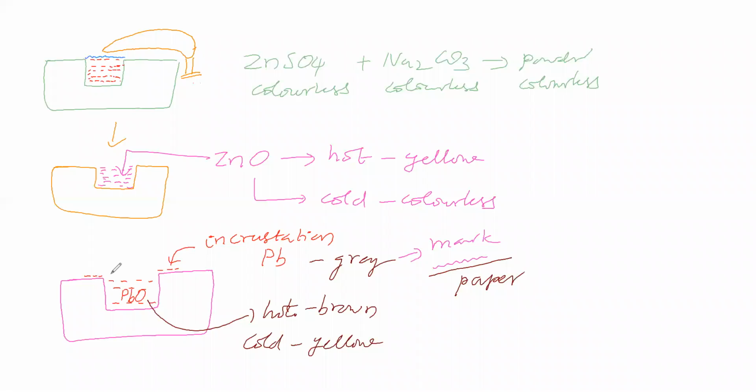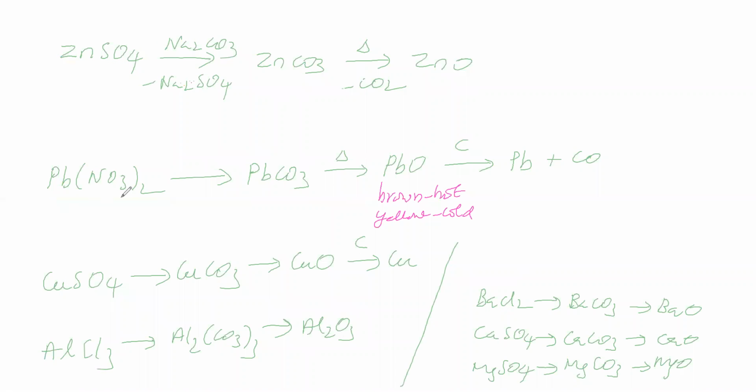So how does lead nitrate salt behave? Lead nitrate salt is colorless, and sodium carbonate is colorless. On mixing both we get lead carbonate, which is colorless. This on decomposition gives plumbous oxide. Plumbous oxide present in the cavity is brown in hot condition and yellow in cold condition. This undergoes reduction with the reducing flame carbon to give lead.